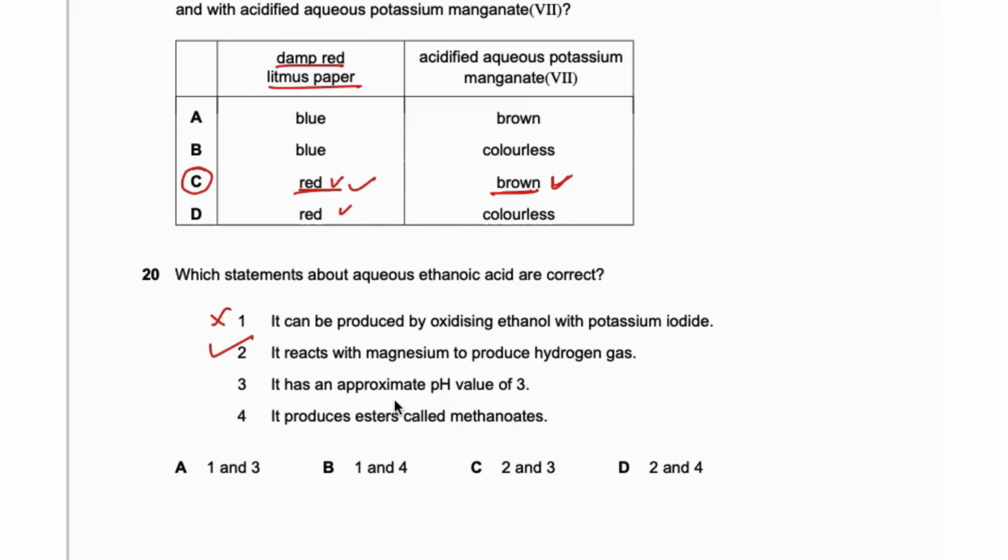It has an approximate pH value of 3. It is a weak acid, so 3 pH is right. It is also correct. It produces ester called methanoates. It will produce ester called ethanoate, not methanoate. So 2, 3 are right. Right answer is C.